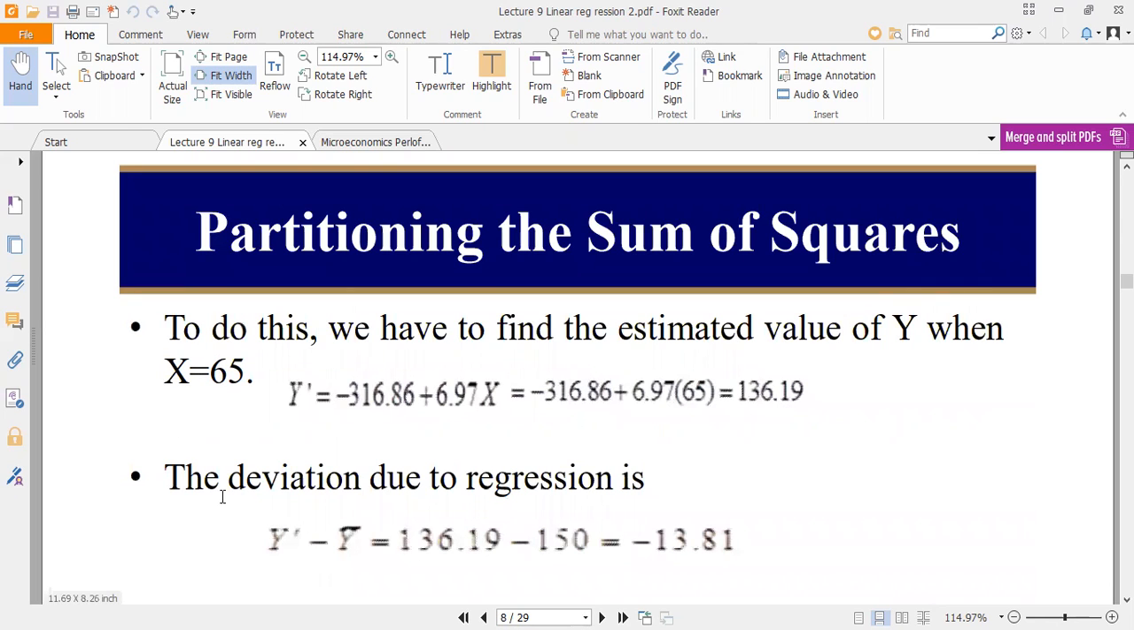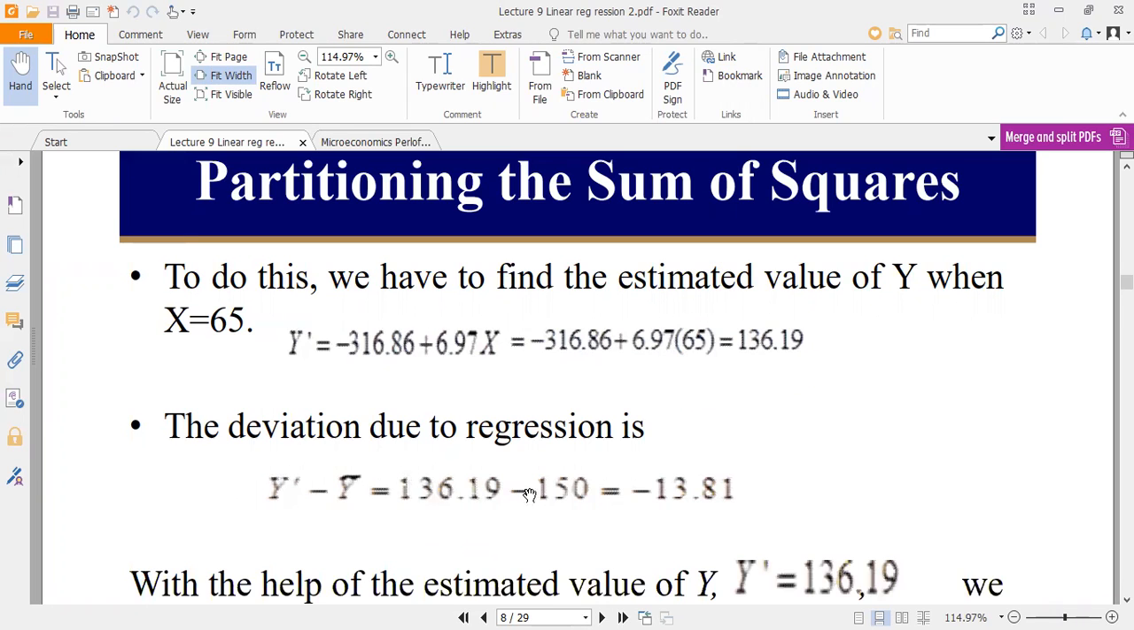So now, if you want to find the deviation from the linear part, that's the deviation due to the regression model, that is y prime minus the mean of y. Okay, so this is the deviation which is coming from the regression model. So you subtract the mean, which is 150, from the estimated y, which is 136.